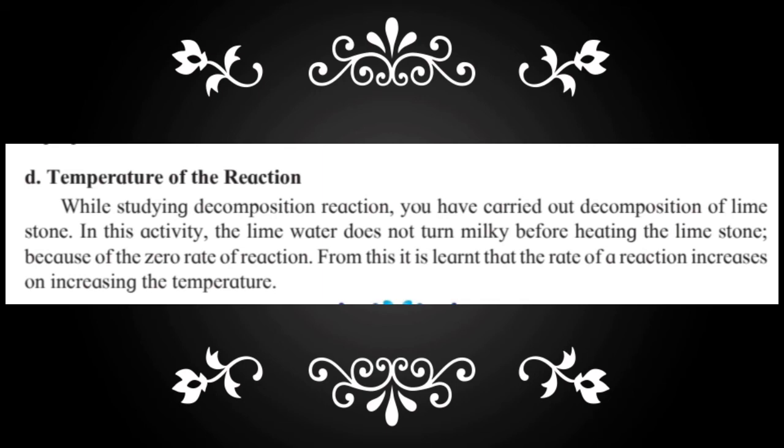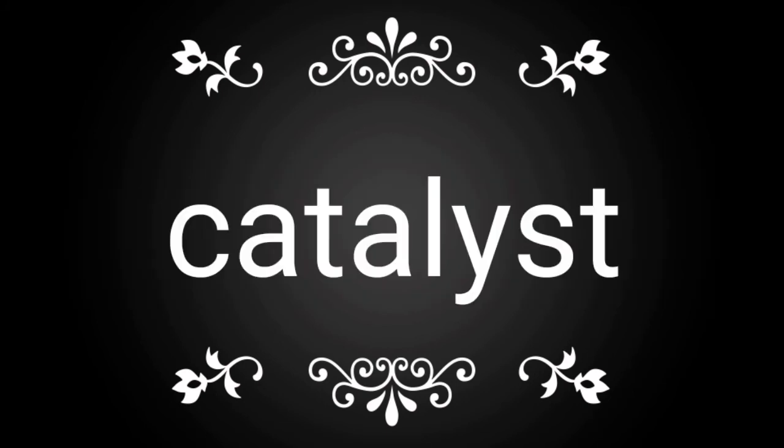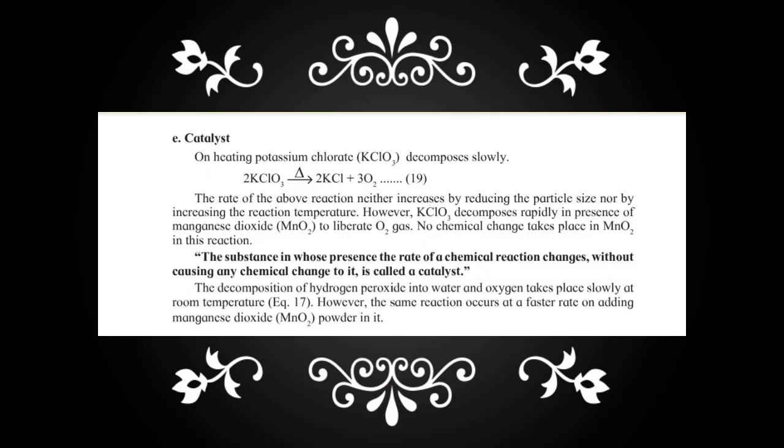And the last but not the least is catalyst. Students, what is meant by catalyst? On heating, potassium chlorate KClO3 decomposes slowly. The reaction is like that: 2 KClO3 gives 2 KCl plus 3 molecules of oxygen liberated.